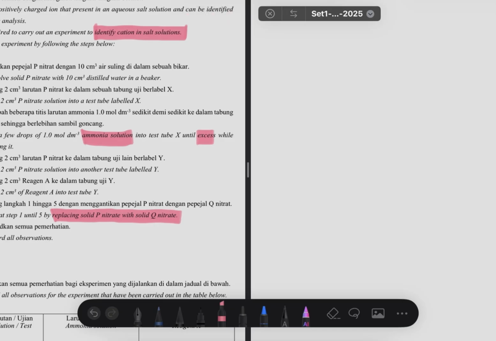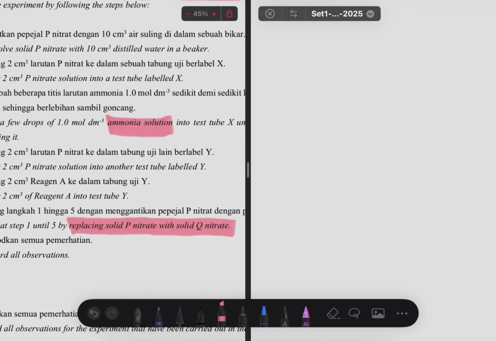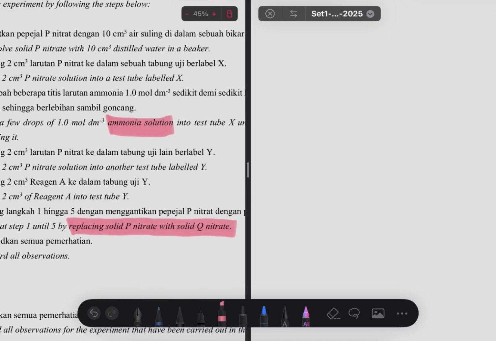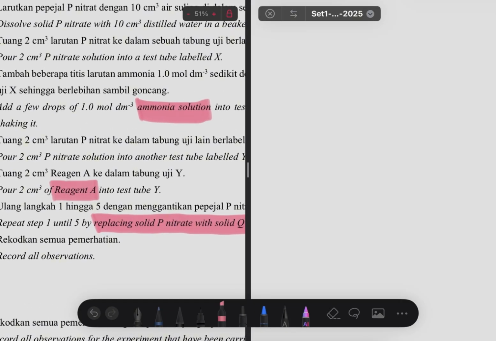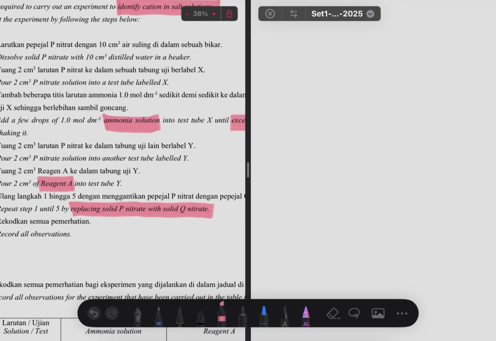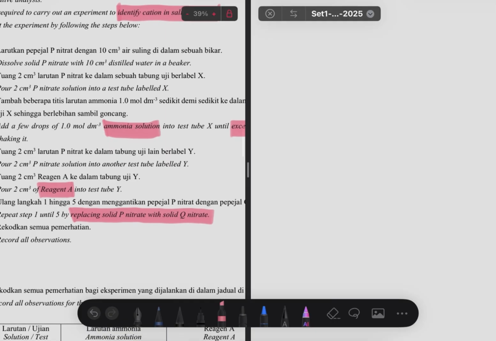So this one requires us to memorize each cation identification. If you don't memorize that, then it's going to be very difficult for you to answer this kind of amali. So make sure to really master that part. Now pour 2 cm³ of P nitrate solution into another test tube labeled Y. Pour 2 cm³ of reagent A into test tube Y. And repeat steps 1 until 5 by replacing solid P nitrate with solid Q nitrate.